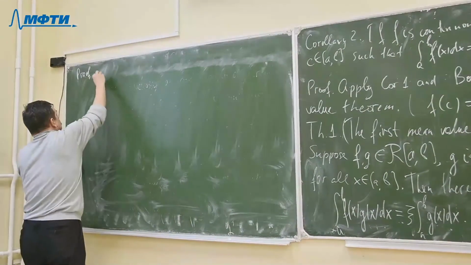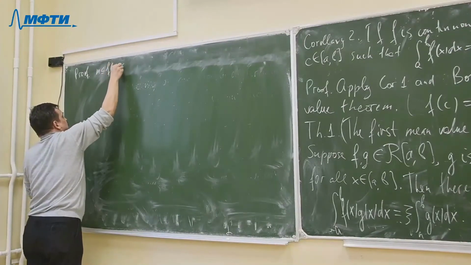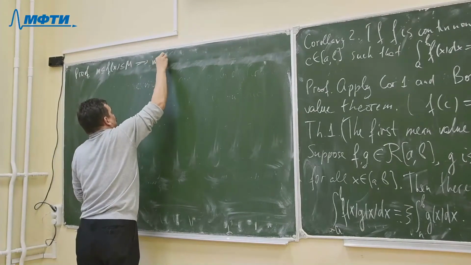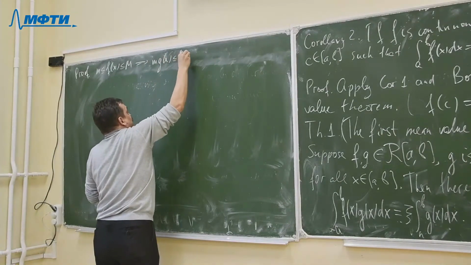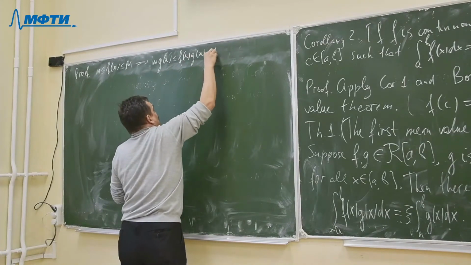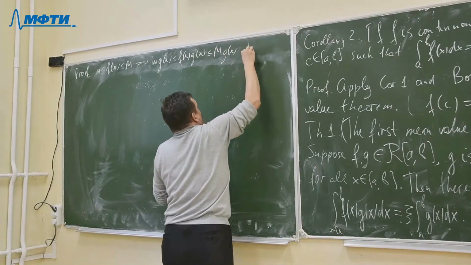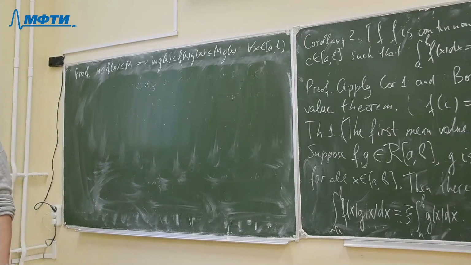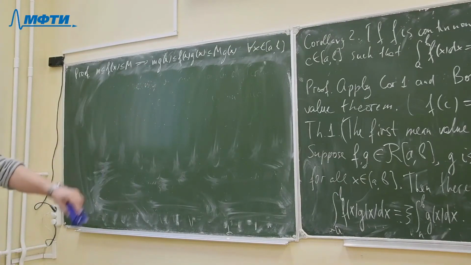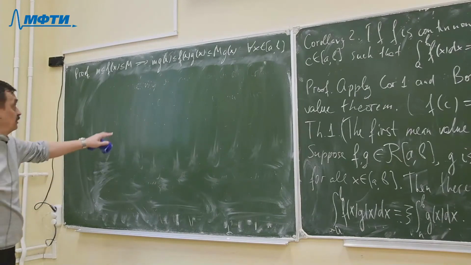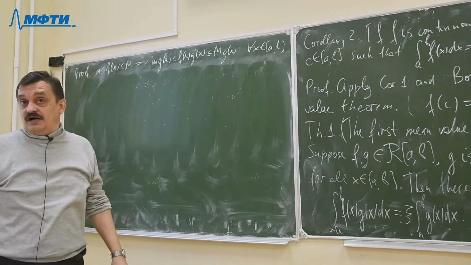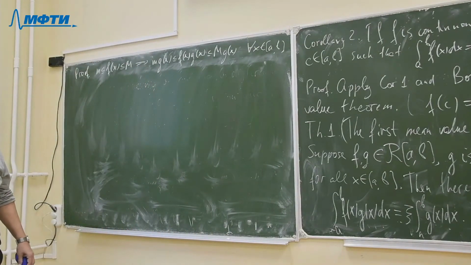So the inequality implies m times g of x less or equal f of x g of x less or equal capital M times g of x for all x in AB. Why? Because g of x is non-negative by supposition. So we multiply an inequality by a non-negative g of x. Then the inequality is preserved, right? For 0 it will be equality, but it doesn't matter.